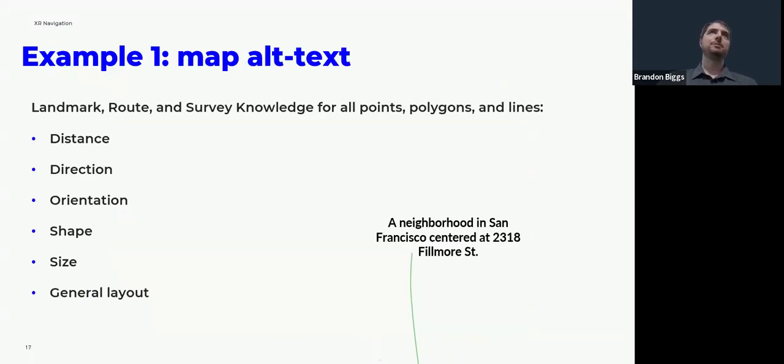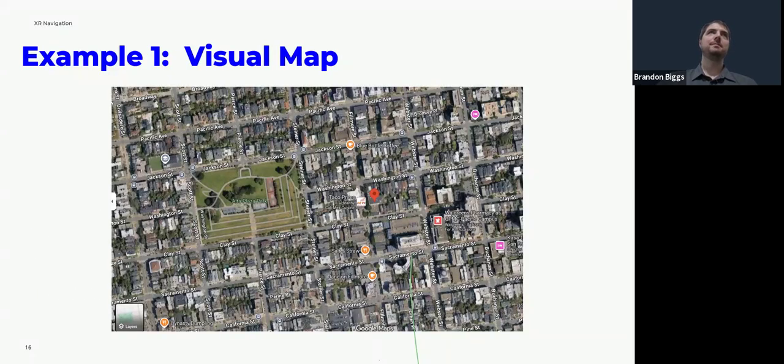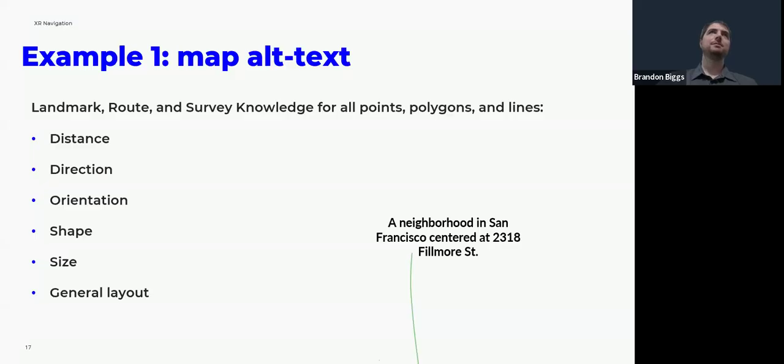The visual map is showing what the different points, polygons, and lines are on the map, how they're related to each other, their sizes, and their shapes, and none of that information is communicated in the alt text that reads, this is a map of 2318 Fillmore Street. So if you just provide this alt text information, it's not accessible.